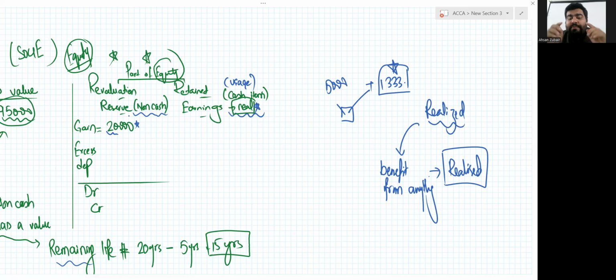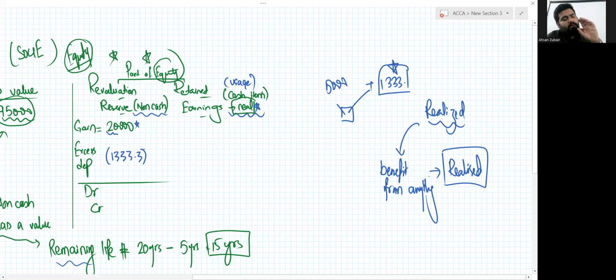That 1,333 part is now realized. The unrealized part was a total of 20,000, but out of that, 1,333 is used. So what you will do is deduct the excess depreciation from this non-cash portion, 1,333.3, only the excess part, not the total.